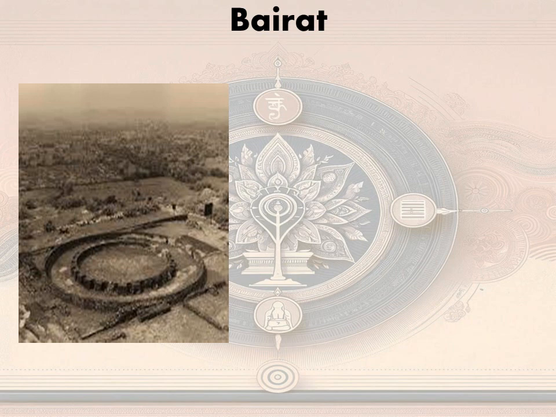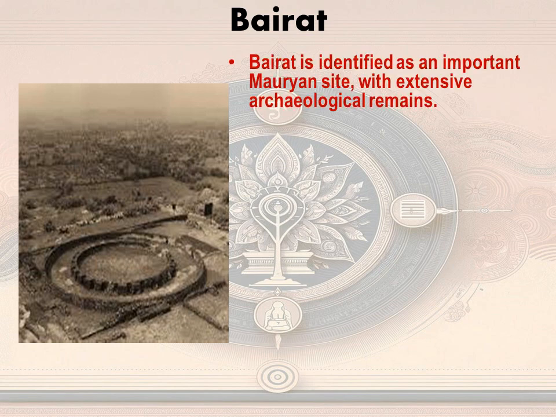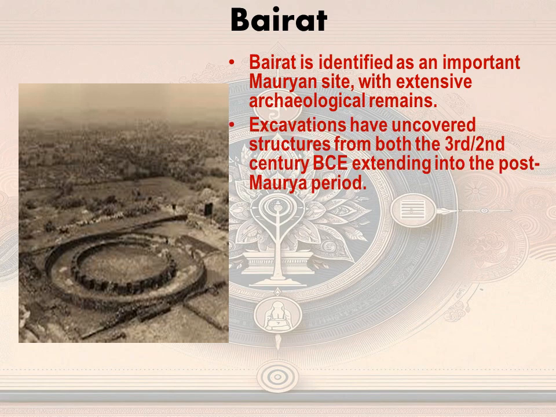Bairat. Bairat is one of the most important places in ancient Indian history, and the Bairat of Mauryan time is significant for the stupa which was found in it. Bairat is identified as an important Mauryan site with extensive archaeological remains. Excavations have uncovered structures from the 3rd to 2nd century BC extending to the post Maurya period. So this was a site of continuous occupation for around 500 years.